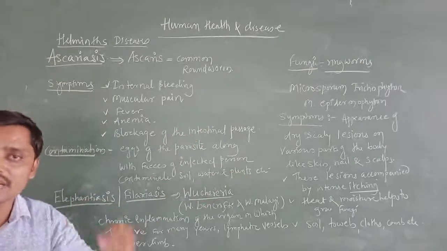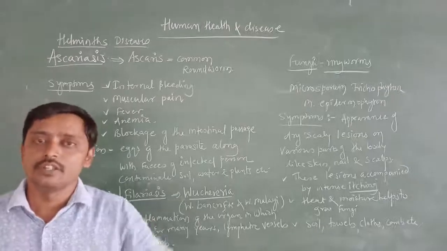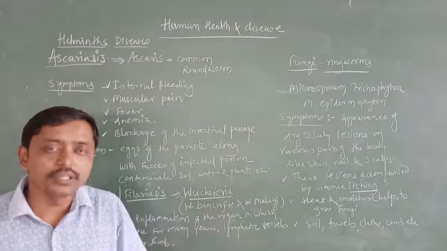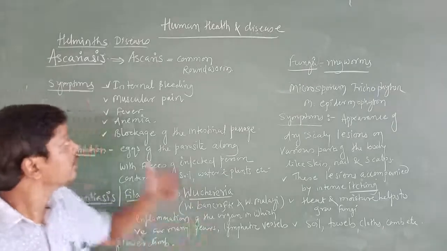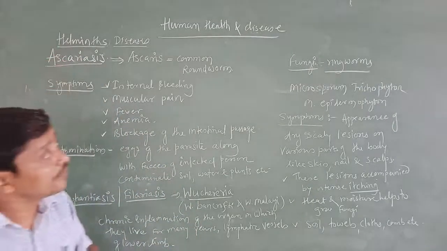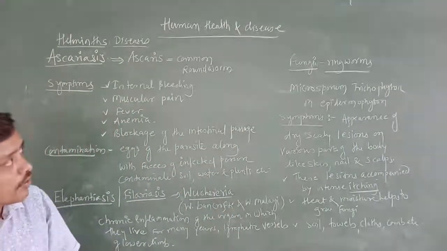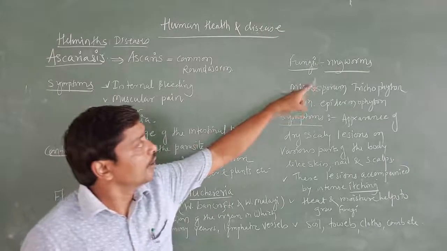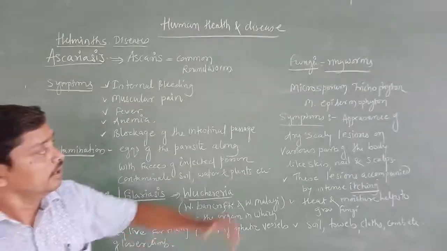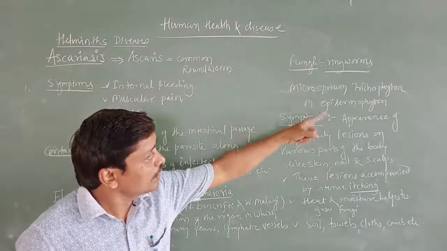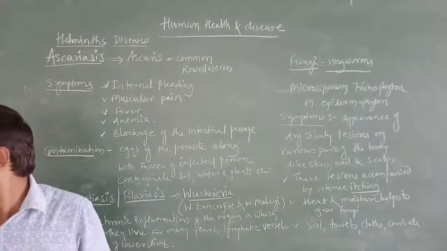First of all, we have studied the common diseases which are caused by different pathogens. First is bacterial disease. Second, we studied viral disease. Third, protozoan disease. Fourth, helminthic disease. And fifth, we are studying now fungal diseases, which are caused by fungi. That is ringworm, and the causative agents for ringworm are Microsporum, Trichophyton and Epidermophyton. These are the causative agents.